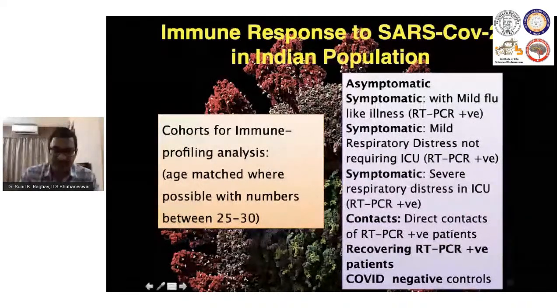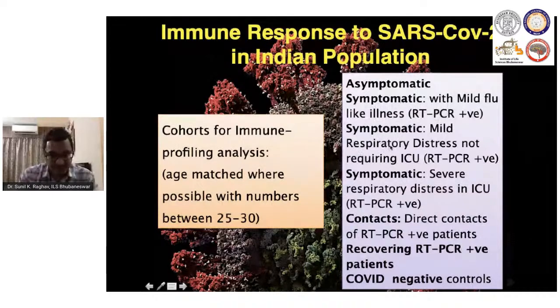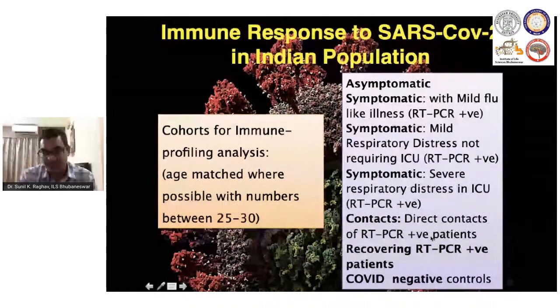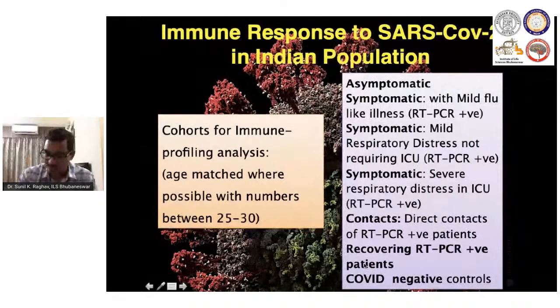So these are the different groups that we made: asymptomatic, then symptomatic with mild flu-like illness, symptomatic cases with mild respiratory distress. So these are mild symptoms. Then symptomatic with severe respiratory distress. They were in ICU. These samples we got very few. Then contacts. These are basically direct contacts of RT-PCR positive patients, but they were not detected positive when they came for the test, and they had no symptoms at all.